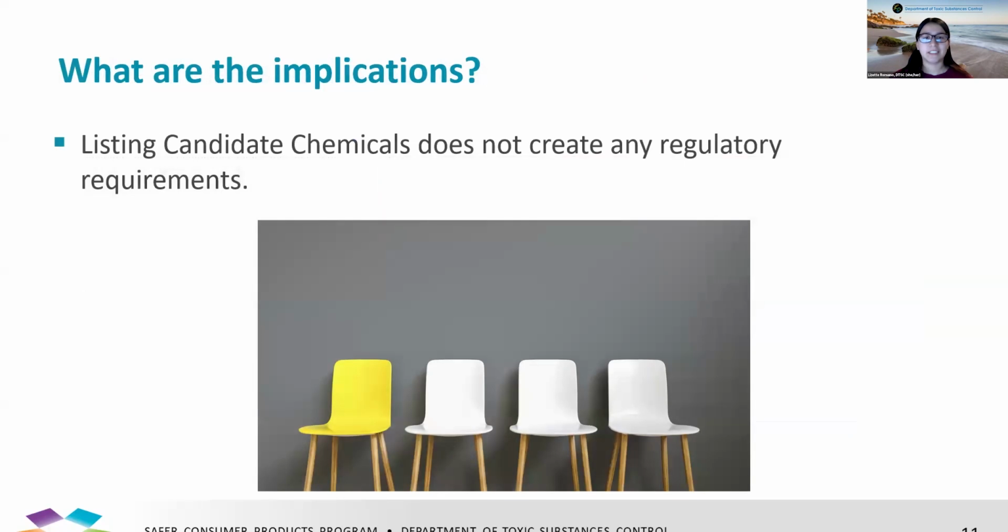This candidate chemicals addition would not create any new regulatory obligations, so we did want to make that clear. This listing doesn't impose any restrictions on any products. The proposal is to add these specific acids and bases to the CC list, which then gives us the possibility down the line to regulate a product containing these chemicals if we find reason to do so. But any action to regulate these chemicals and products would require a rulemaking and additional public engagement.